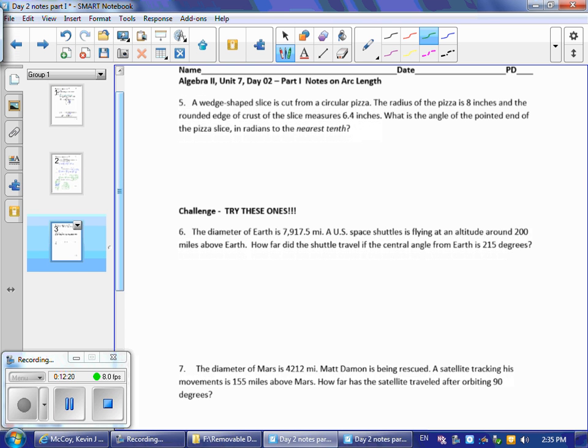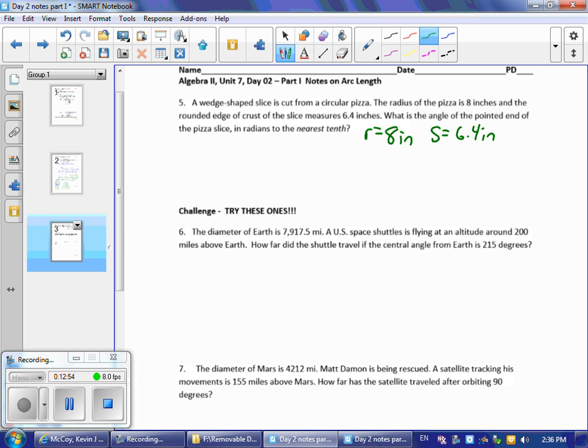All right, we are going to walk through number 5 together. A wedge-shaped slice is cut from a circular pizza, so standard pizza. The radius of the pizza is 8 inches. Yay, they give us the radius this time. And the rounded edge of the crust of the slice measures 6.4 inches. So what have they given us? They gave us the radius is 8, and the rounded edge, that's kind of the outside of the pizza, so that's the arc length of this thing. So they're giving us that S is 6.4 inches.